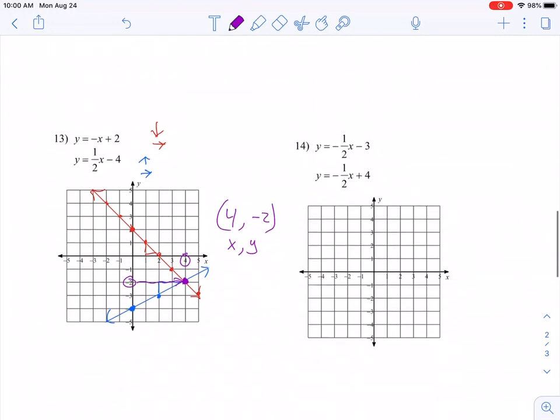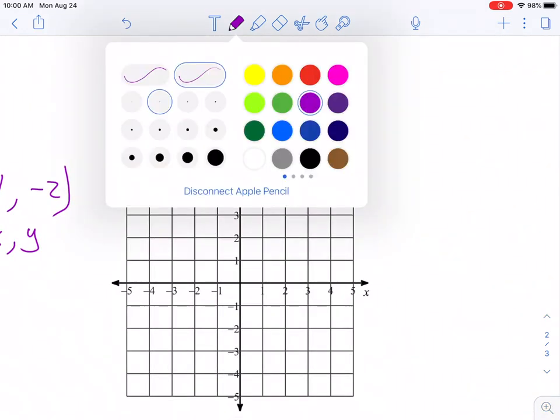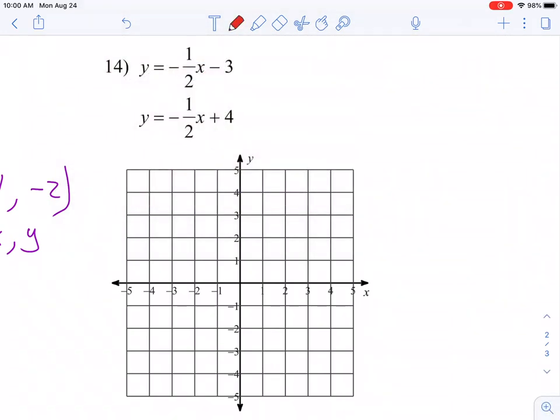All right, and then finally, I wanted to show you something like number 14. We haven't really seen this happen before, but this does happen sometimes. So in my first one, I'm moving down 1, right 2. So I'm going to begin at -3 and move down 1, right 2. Down 1, right 2. Can also go up 1, left 2. I'll make my line.